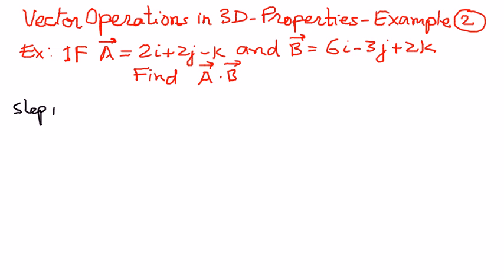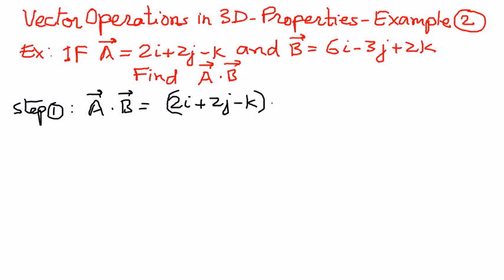Step number 1. The dot product between vector A and B, we can write this as 2i plus 2j minus k dot 6i minus 3j plus 2k, like that.